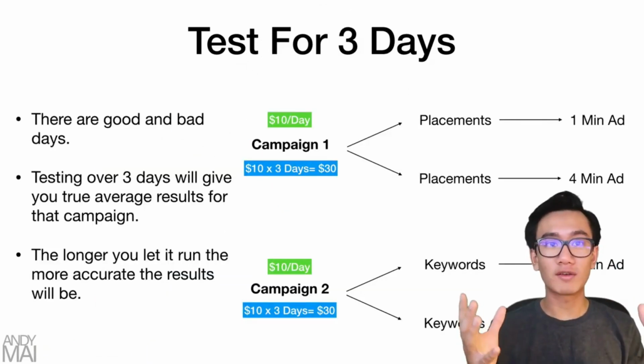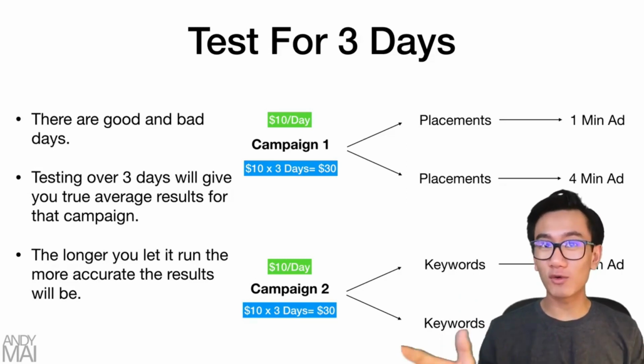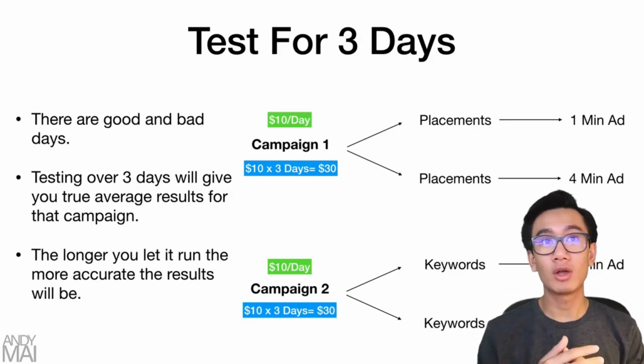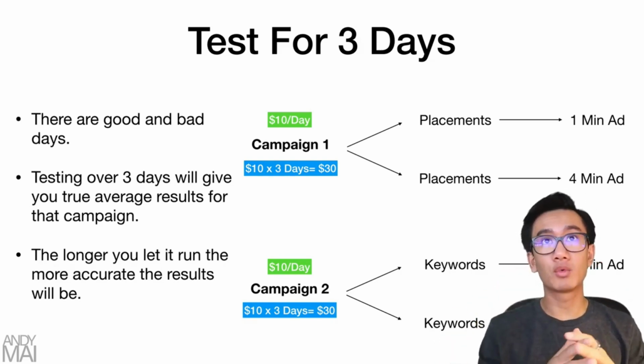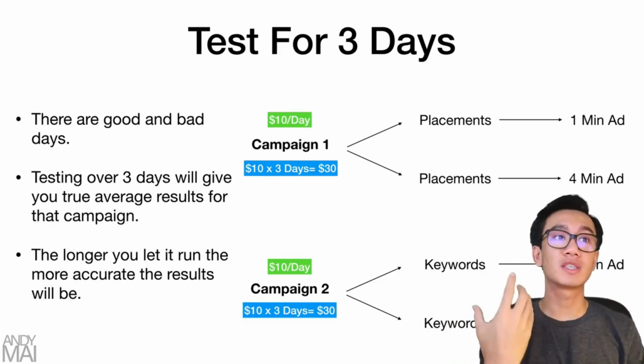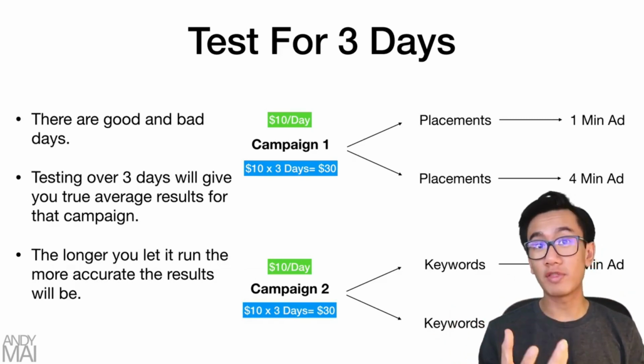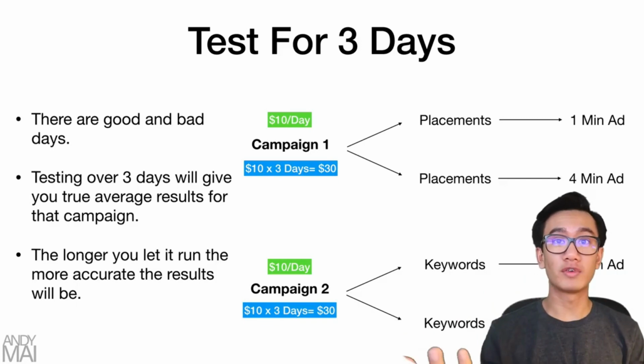You know, what if you advertise on just a bad day where everyone in the world is just having a bad day, or Google changed up its algorithm, and hence everyone, not only you, is getting bad results. And that's why you want to run it over 3 days, because this will give you a true average result of that campaign, and if it's a winner or if it's not.